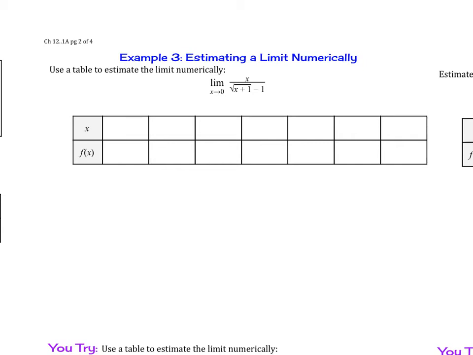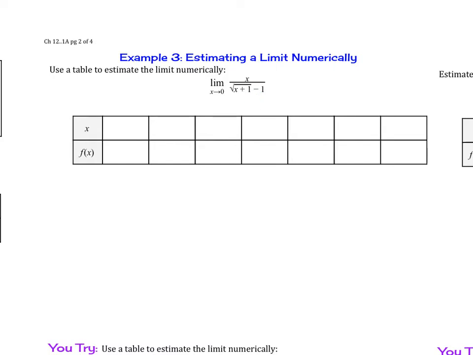Now let's do some more practice in estimating a limit numerically. Really all we're doing with these is plugging it into a calculator to help us figure out what the limit is going to be. Take a look at this example: the limit as x approaches 0 of x over the square root of x plus 1 minus 1.